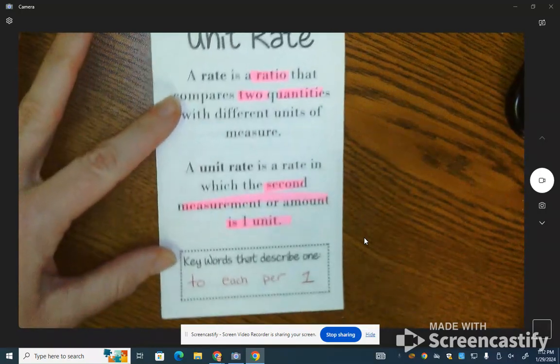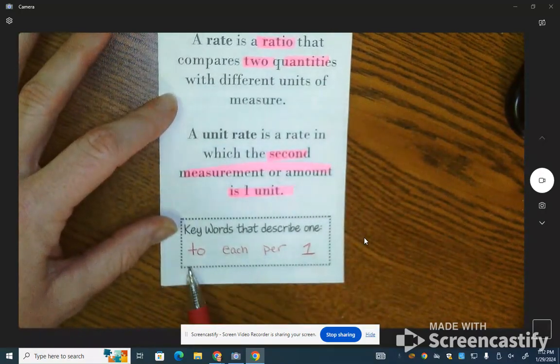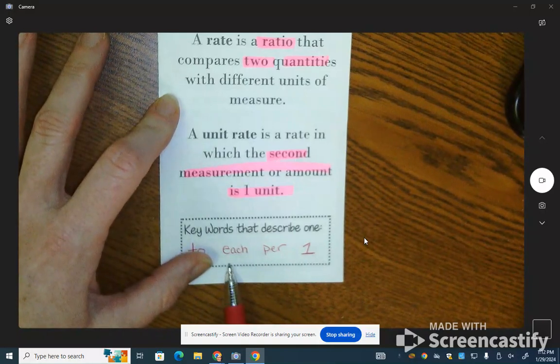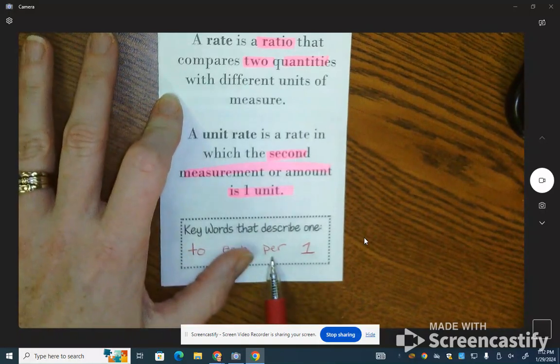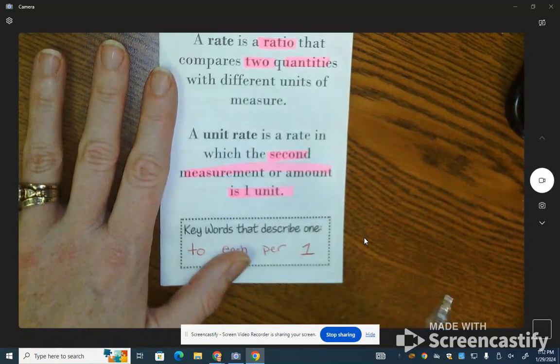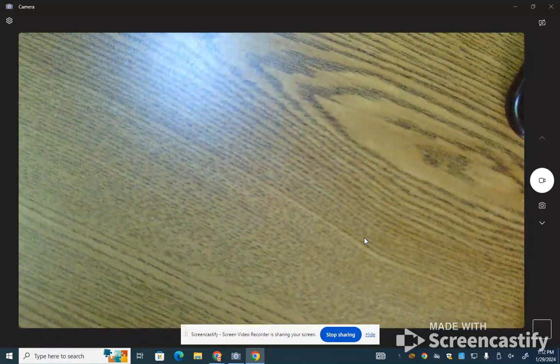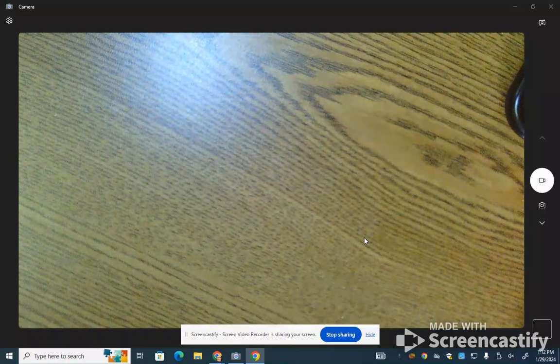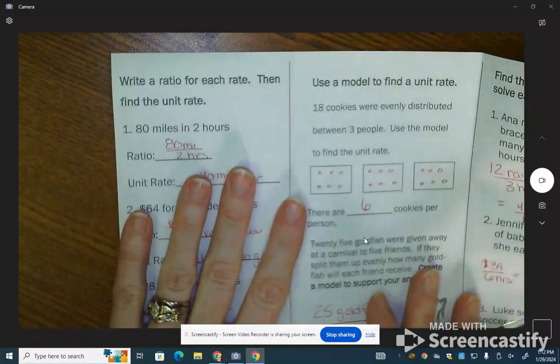The key words to look out for today are the word each, so they are 50 cents each, and per. I just gave a couple examples, 10 miles per hour, or if you see the unit of 1, okay? Now, inside your graphic organizer, we are going to start with these lovely examples, okay?